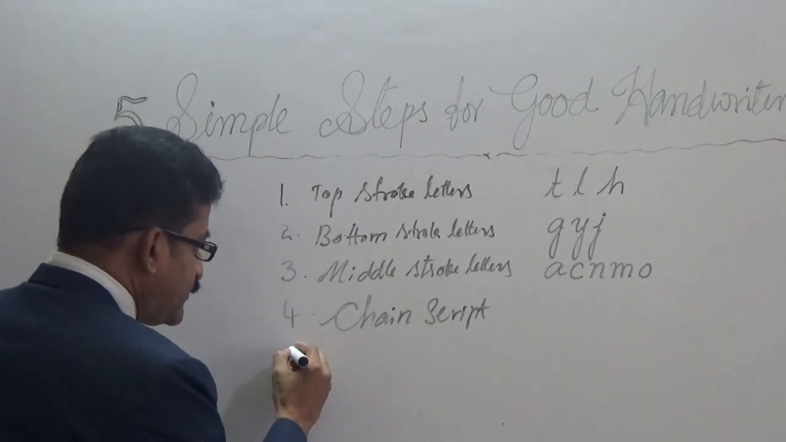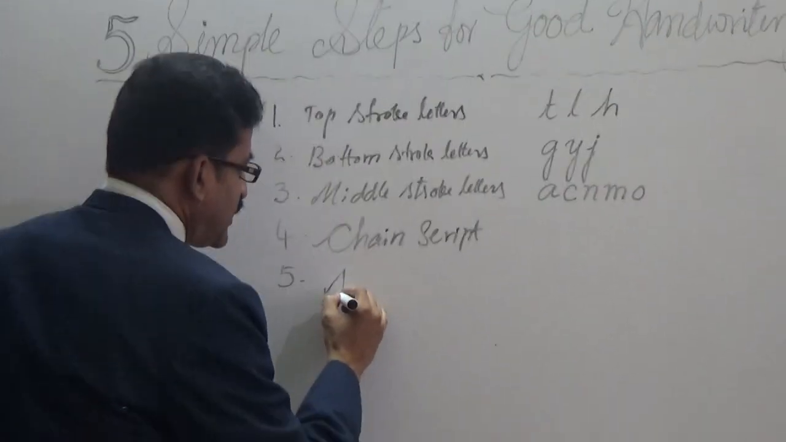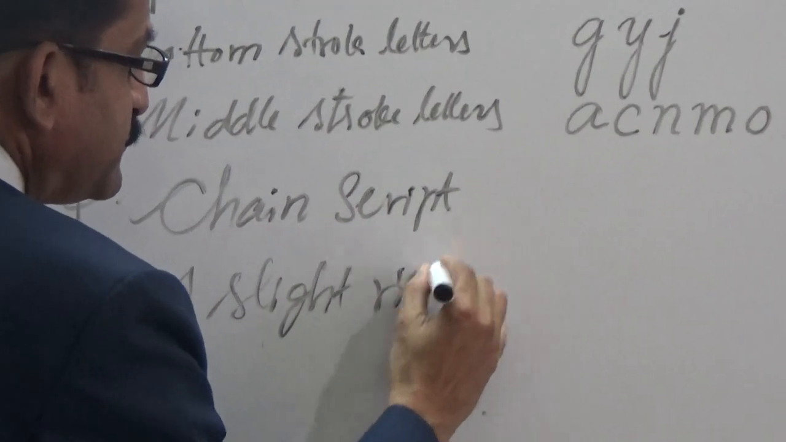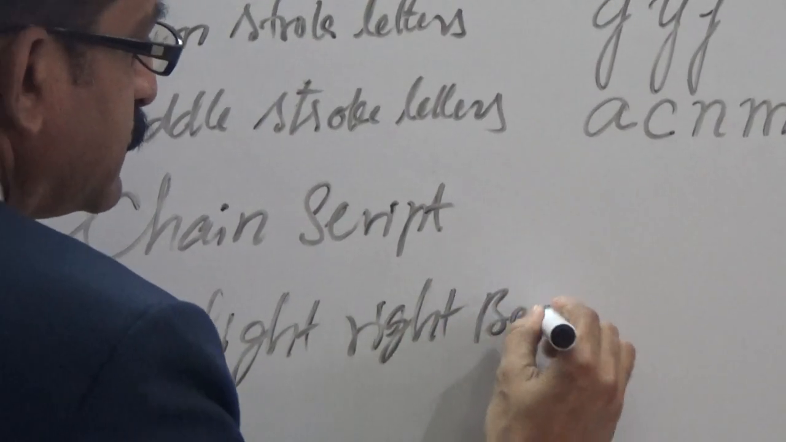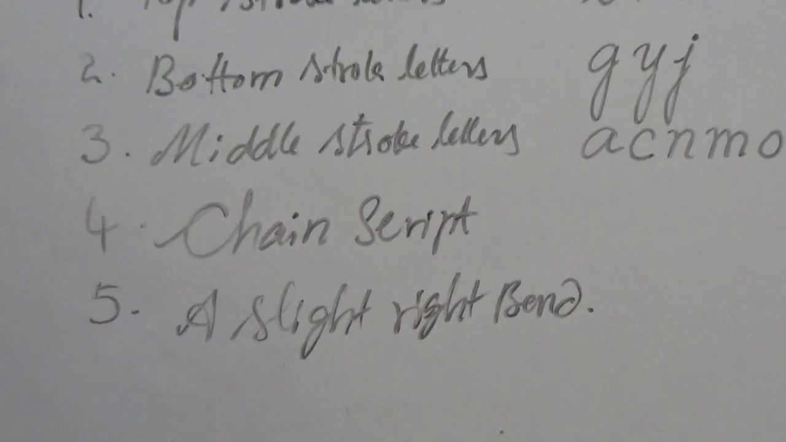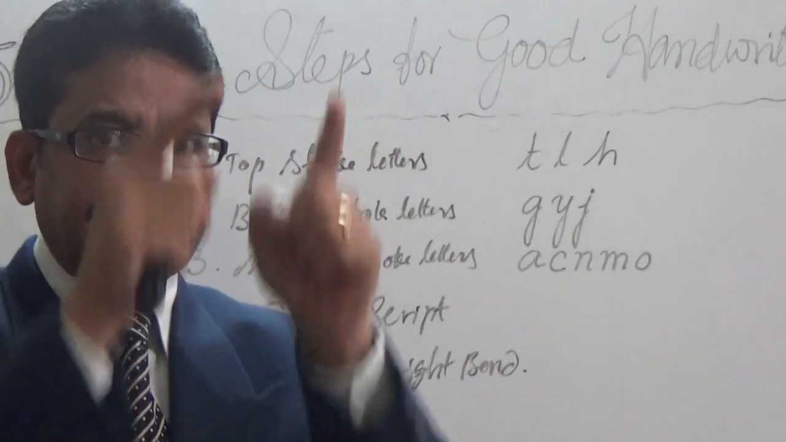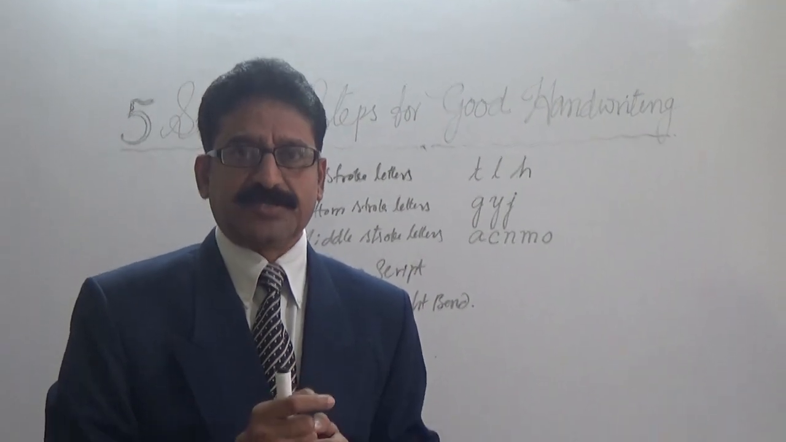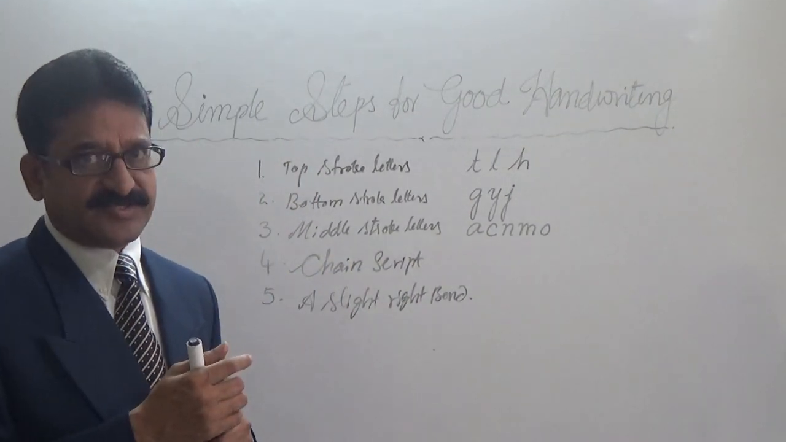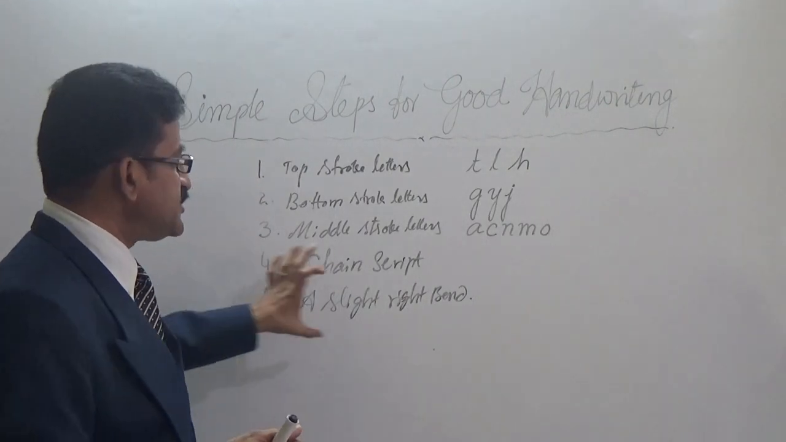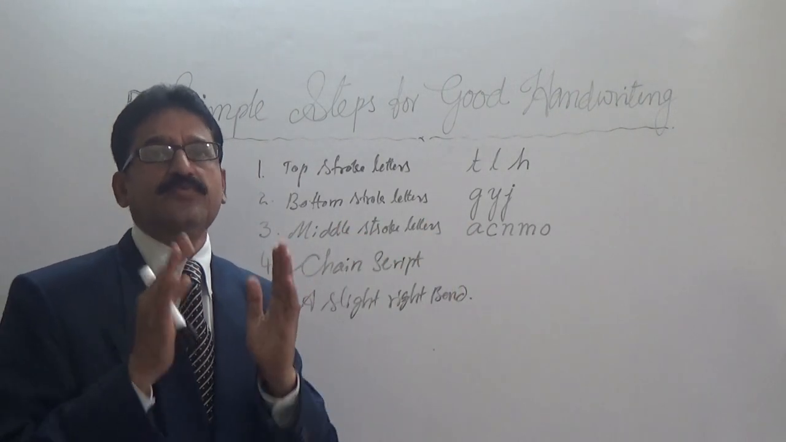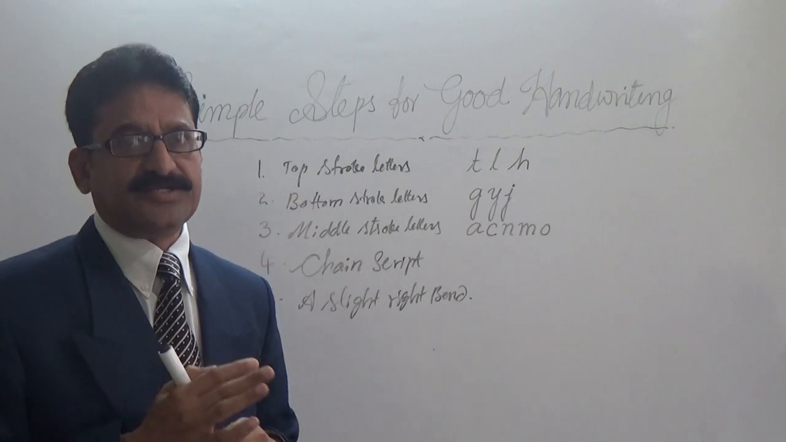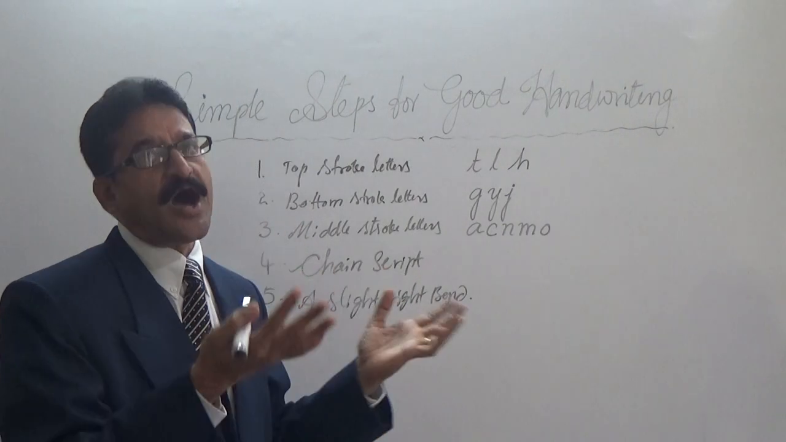And the fifth point is a slight right bend. While writing letters in the chain script, instead of straight letters, a slight right bend is essential to make the writing very attractive. These are the 5 points which we have to keep in mind while we write something so that we can get excellent handwriting. I just show you an example of how it works.